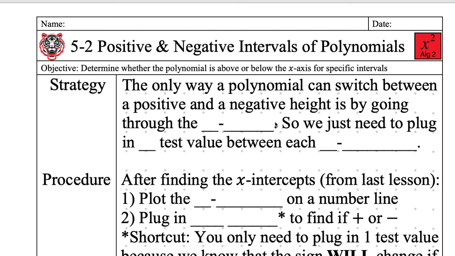Today is lesson 5-2, positive and negative intervals of polynomials.